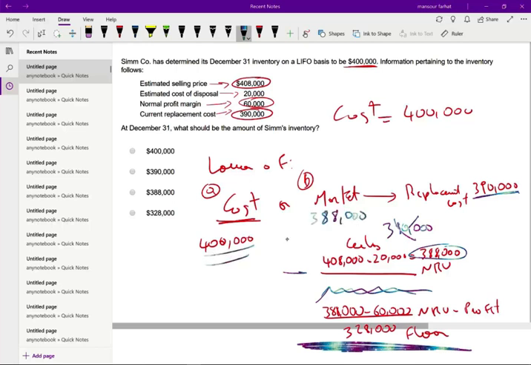So, between 400,000 and 388, which one is the lower of the two? You got it, 388. So we use the replacement cost only if it's between the ceiling and the floor. The ceiling is NRV, which is the selling price minus cost to dispose. The floor is NRV, whatever you computed up there, minus a normal profit. In this situation, they gave you the normal profit as 60,000. Sometimes they give you the profit as a percentage of sales or some other way, so you just have to compute what the normal profit is. Therefore, the answer is 388.